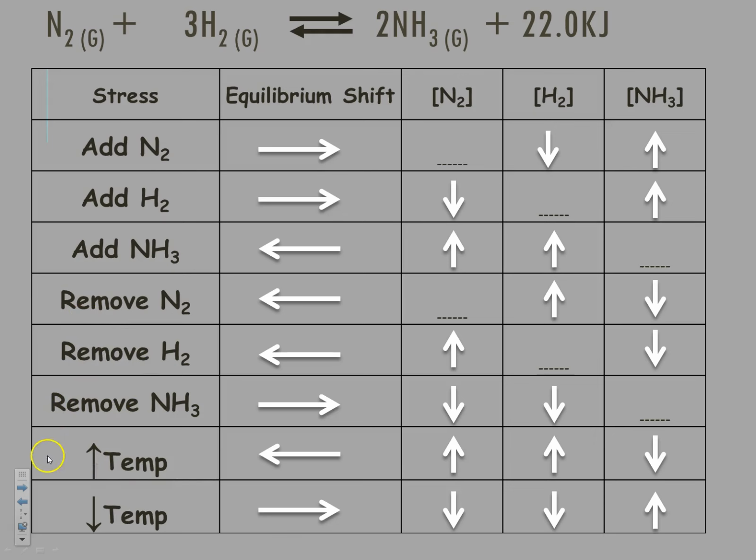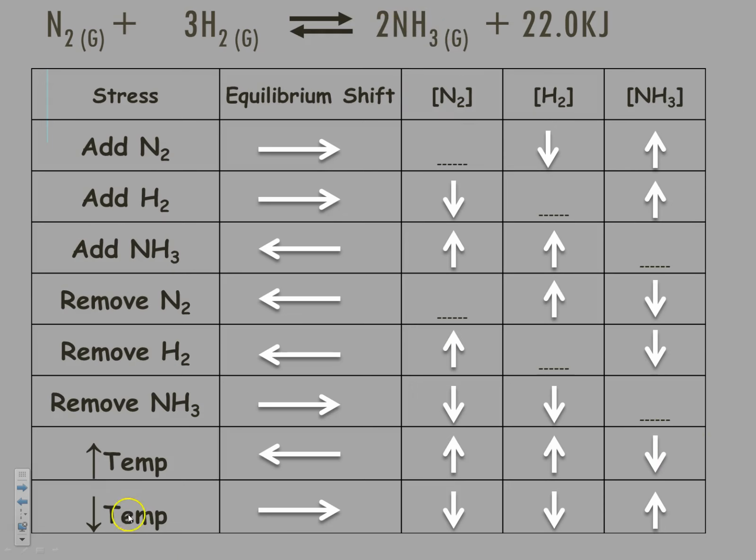With temperature, what's happening here is if you increase temperature on this one, you're adding heat. And so you look at the side of the reaction that has heat on it. It's these kilojoules here. So if you add heat by increasing the temperature, it's going to shift to the side of the reaction that doesn't have heat on it. In this case, that's the left side of the reaction. So this is going to shift left. If you're going left, then we're generating N2 and H2, so those concentrations are going up, and we're using NH3, so that concentration is going down.